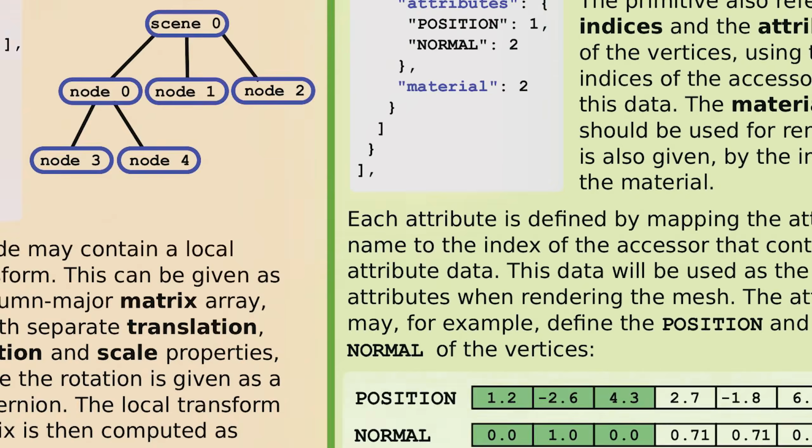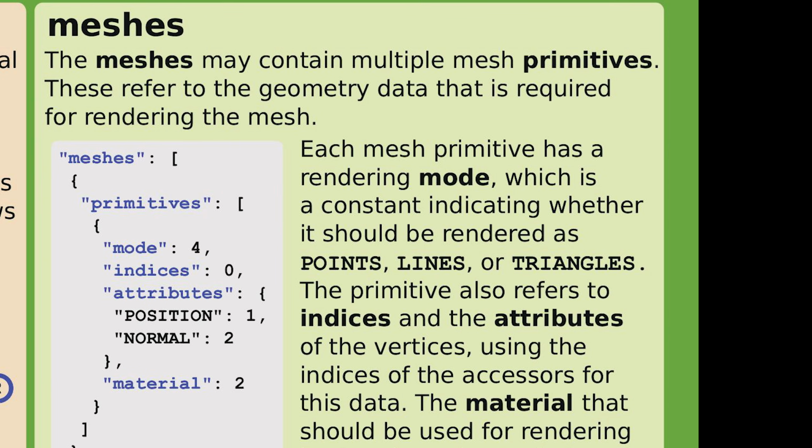Nodes can also contain a mesh index, a camera index, or a skin index for skeletal animation, each referencing a different object in the document.